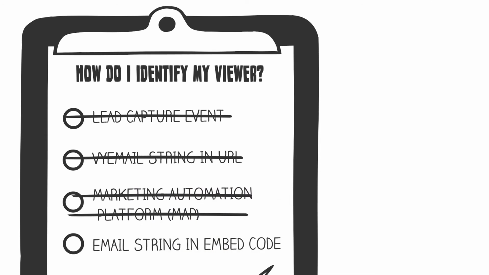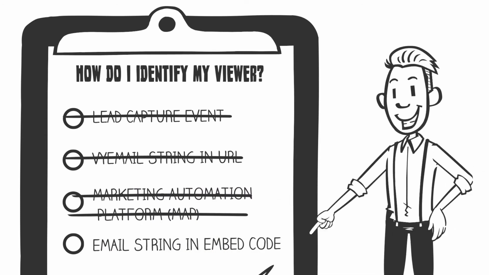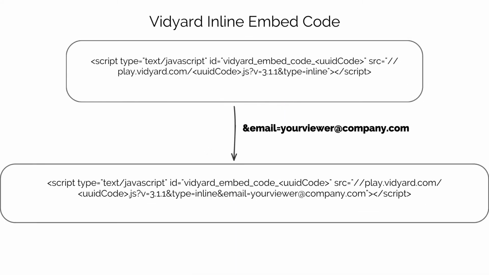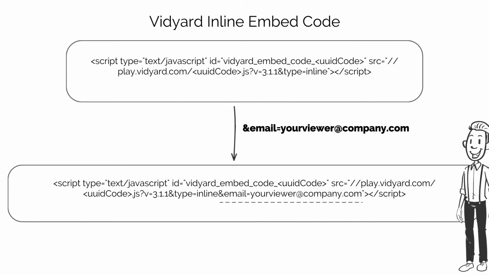Finally, and although not used frequently, there is an option to include an email address in the embed code itself. Simply add your viewer's email address into an area that starts with email equals. This could be useful if you are dynamically changing our code on page load with your own JavaScript, or if you have a URL that only one person can access.